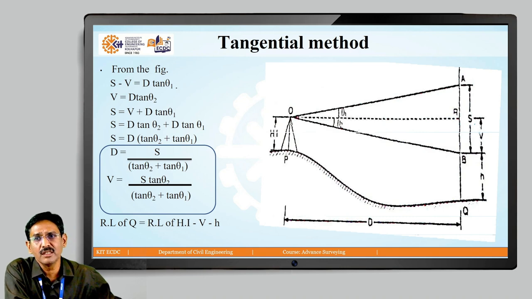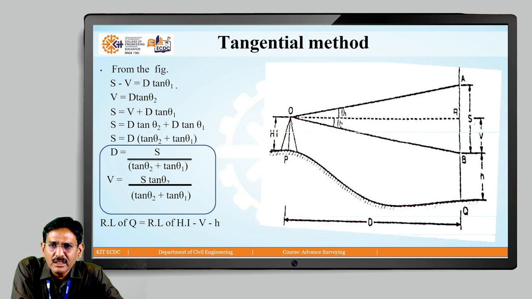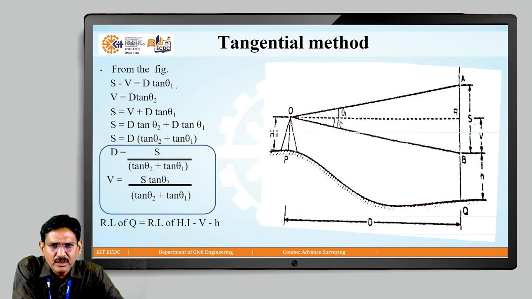Similarly, for the third condition, now the third condition is such that neither it is depression nor it is elevation, but one vertical angle, that is theta 1, is elevation, and the second vertical angle, that is theta 2, is a depression. So, for this the derivation turns out to be D is equal to S upon tan theta 1 plus tan theta 2, and that means D can be arrived at if we know both the angles.